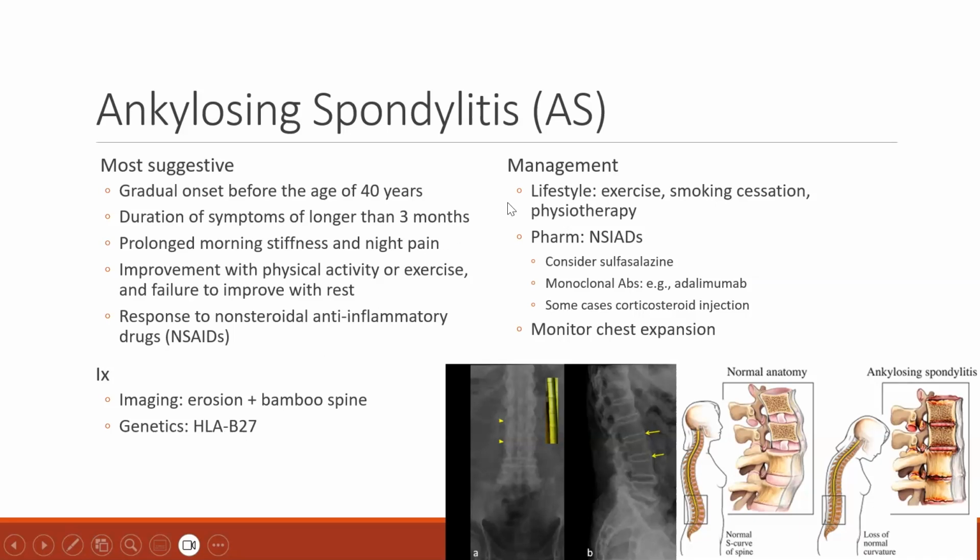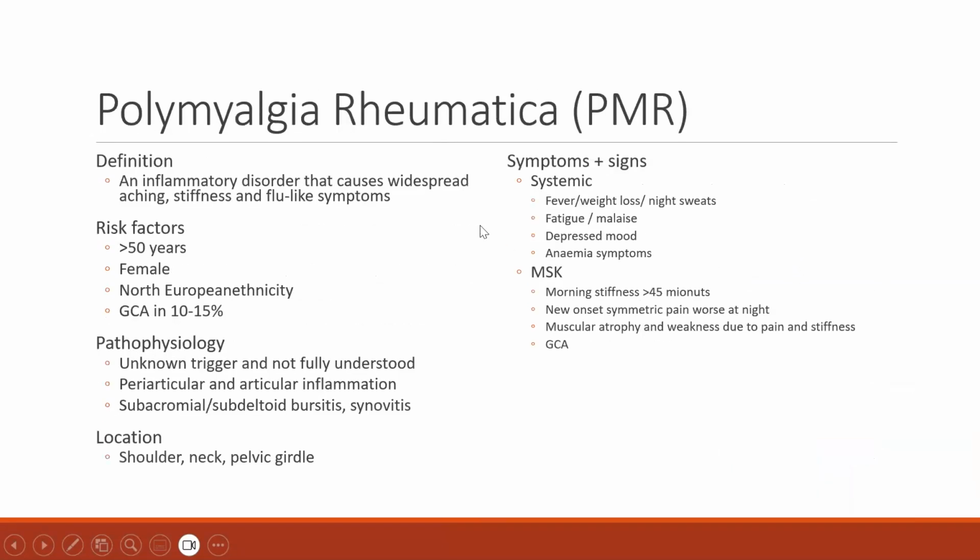So management: lifestyle, exercise, stop smoking, physiotherapy. Pharmacology will be some NSAIDs and some DMARDs, and we can use some monoclonal antibodies like adalimumab. In some cases, they might need some steroid injections into the joint. We also have to take care to monitor chest expansion.